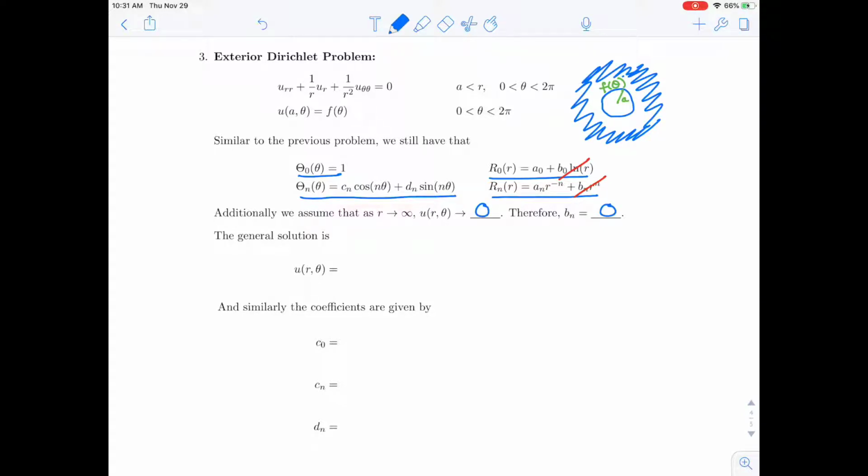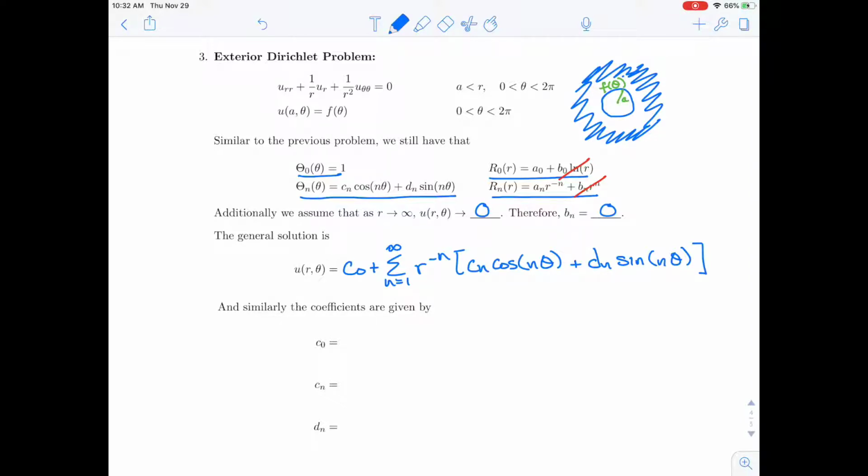So the general solution is going to be, we'll just put it as c sub 0 plus the sum from n equals 1 to infinity. And what are the terms going to look like? They're going to be the r of r times the theta of theta. So this is going to be r to the minus n, times things that look like c sub n cosine of n theta and d sub n sine of n theta. And what you should notice is that these coefficients a sub n I've absorbed into the c sub n's and the d sub n's.